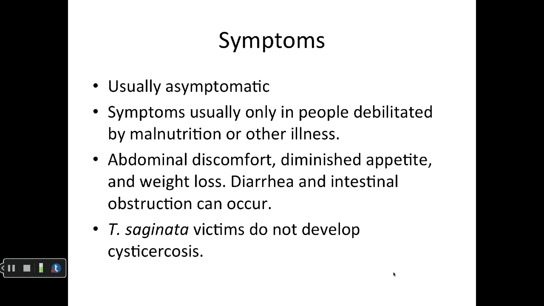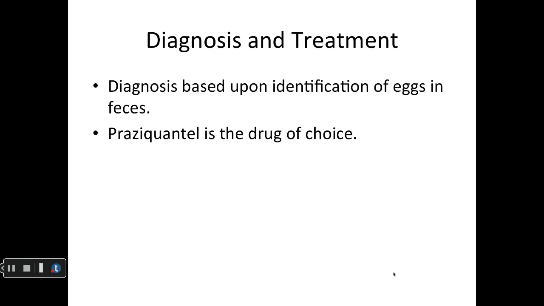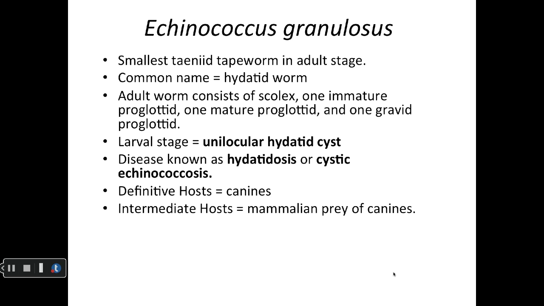Importantly, you do not have the danger of cysticercosis. Taenia saginata victims do not develop cysticercosis. So even if people accidentally ingest the eggs of Taenia saginata, they do not develop cysticercosis. Diagnosis is based on identifying the Taenia eggs in feces, and once again, praziquantel is the drug of choice.